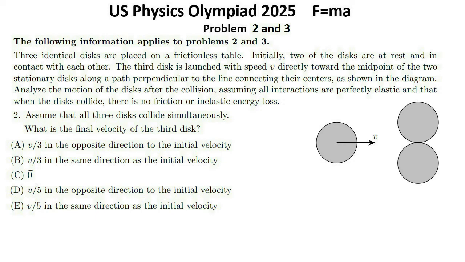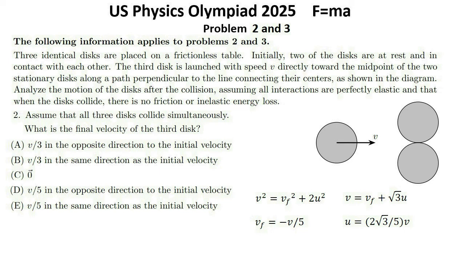By symmetry, the third disk continues to move along the same axis. The first 2 disks experience only a normal force from the third disk, which is at an angle of 30 degrees to the third disk's original velocity. Thus, if the third disk has final velocity vf, and the other 2 disks have final speed u, conservation of energy gives v squared equals vf squared plus 2u squared. And conservation of momentum gives v equals vf plus square root of 3 times u.